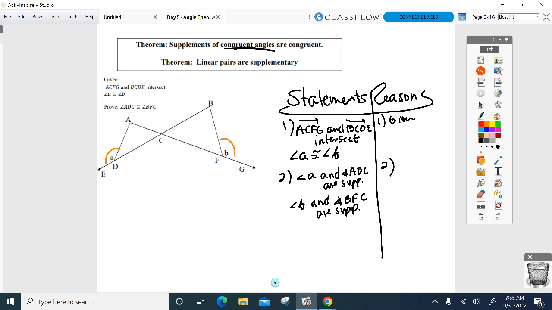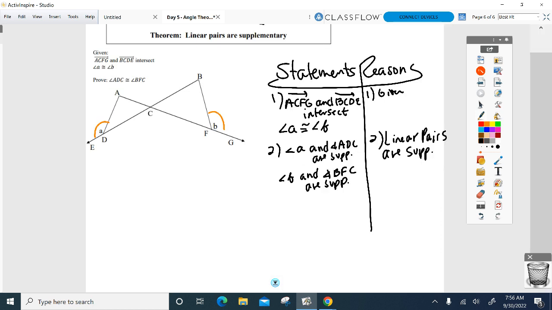Okay, and here's our third and final fact. Anytime you tell me angles are supplementary, 99% of the time your reason's going to be linear pairs are supplementary. Well, Mr. Carlino, you said 99. What's the other 1%? It was in the last proof. It'd be given. Okay, so most of the time you're going to tell me angles are supplementary because they're linear pairs.